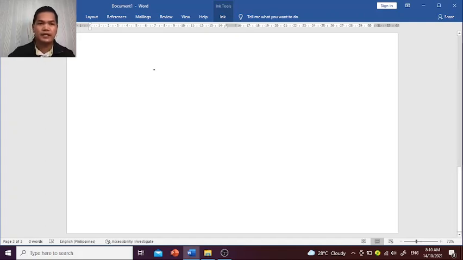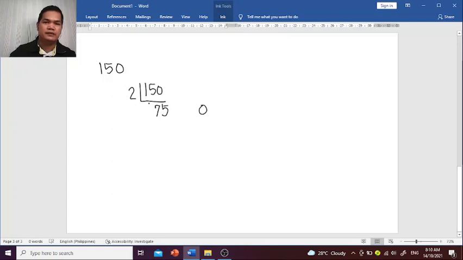And now let's move on to our last example, which is a 3-digit number. Let us try 150. So let us divide 150 by 2. 150 divided by 2 is 75, remainder 0. Then 75 divided by 2, we have 37, remainder 1.